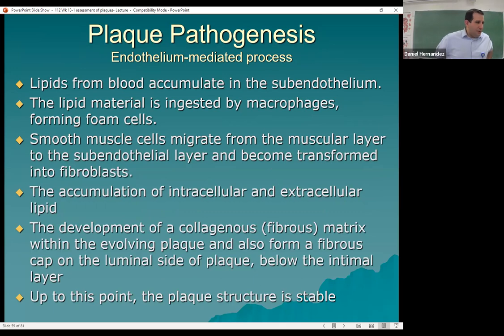So for me, that was a little easier to understand than trying to read some of these slides. Basically what he was saying is that those lipids, the LDLs, low density lipoproteins, pass through the endothelial layer into the actual intimal layer, where those lipids start getting ingested by those macrophages, forming those foam cells, which start to grow and expand.